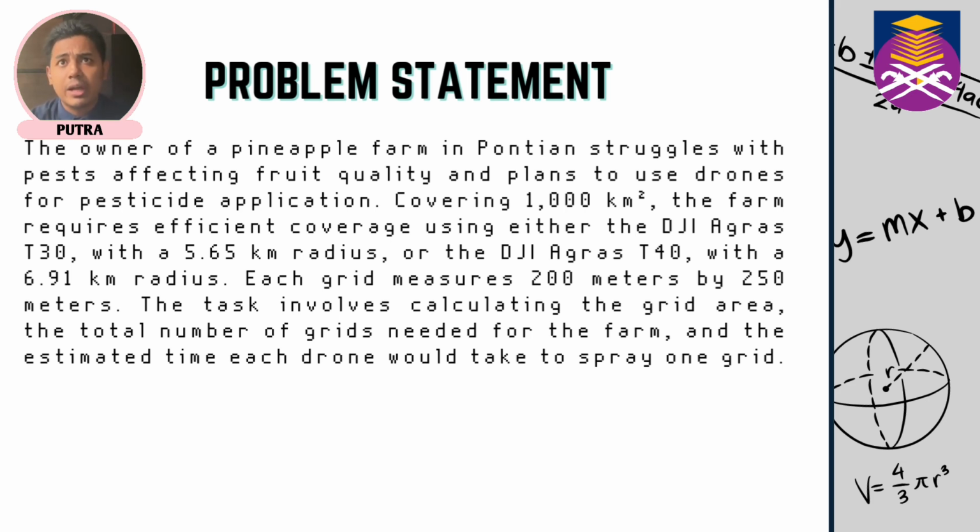Covering 1,000 square kilometers, the farm requires efficient coverage using either the DJI Agras T30 with a 5.65 km radius or the DJI Agras T40 with a 6.91 km radius. Each grid measures 200 meters by 250 meters. The task involves calculating the grid area, the total number of grids needed for the farm, and the estimated time each drone will take to spray one grid.